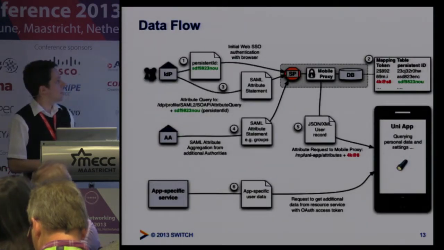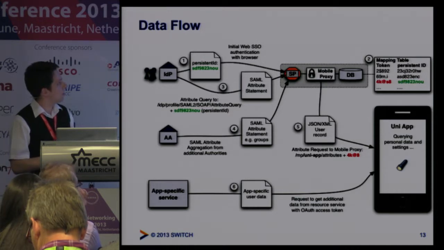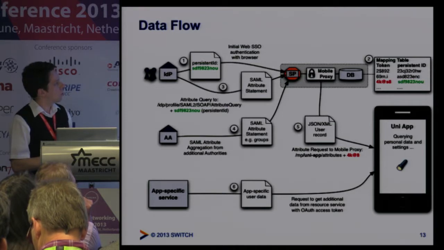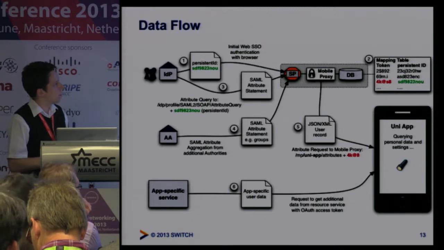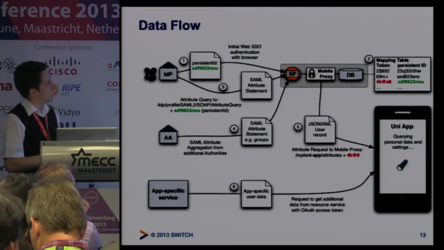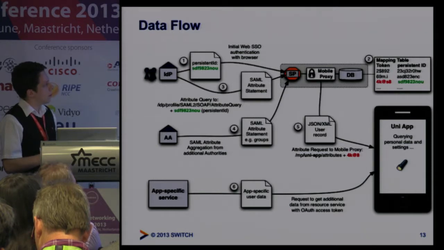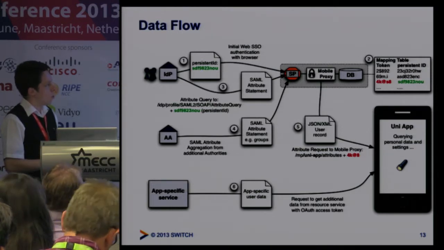Here again, the data flow. If we start here at the left, the IdP releases the persistent identifier to the service provider that protects the mobile proxy. The mobile proxy creates a mapping between the persistent identifier and an OAuth access token. And this then allows to fetch the SAML attributes via a SAML attribute query from the identity provider. And these attributes then are passed on by the mobile proxy to the app via a JSON or XML OAuth-protected interface.